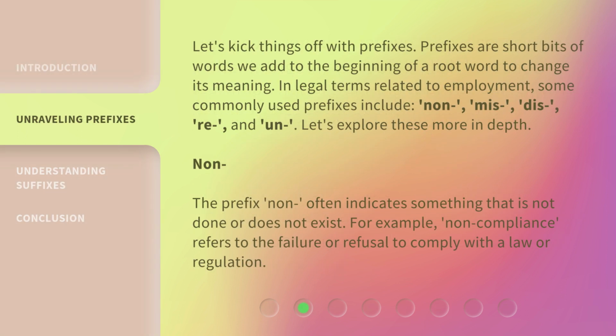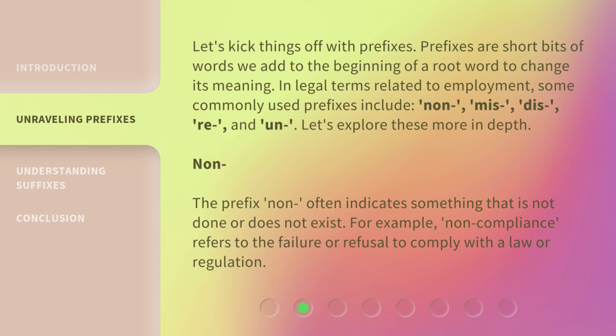Let's kick things off with prefixes. Prefixes are short bits of words we add to the beginning of a root word to change its meaning. In legal terms related to employment, some commonly used prefixes include non, mis, dis, re, and un. Let's explore these more in depth.